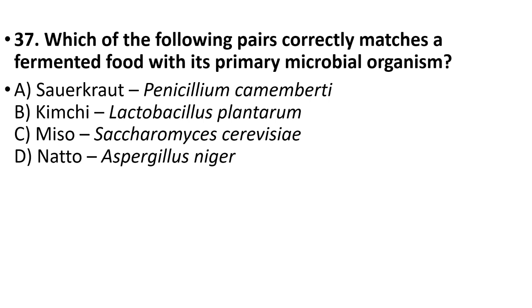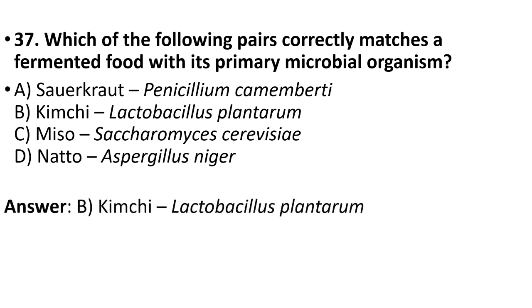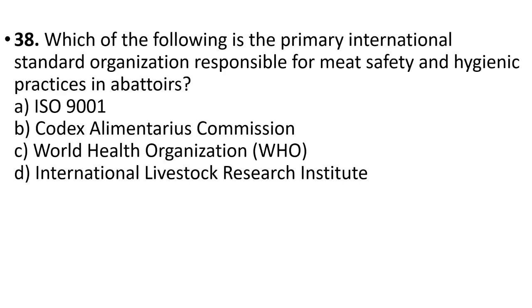37. Which of the following pairs correctly matches a fermented food with its primary microbial organism? Sauerkraut, Penicillium camemberti; kimchi, Lactobacillus plantarum; miso, Saccharomyces cerevisiae; natto, Aspergillus niger. Your answer is option B, kimchi, Lactobacillus plantarum.